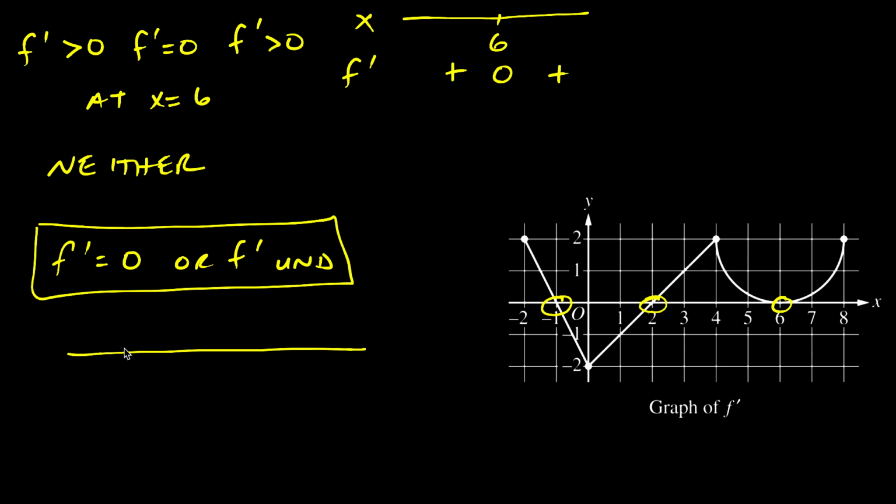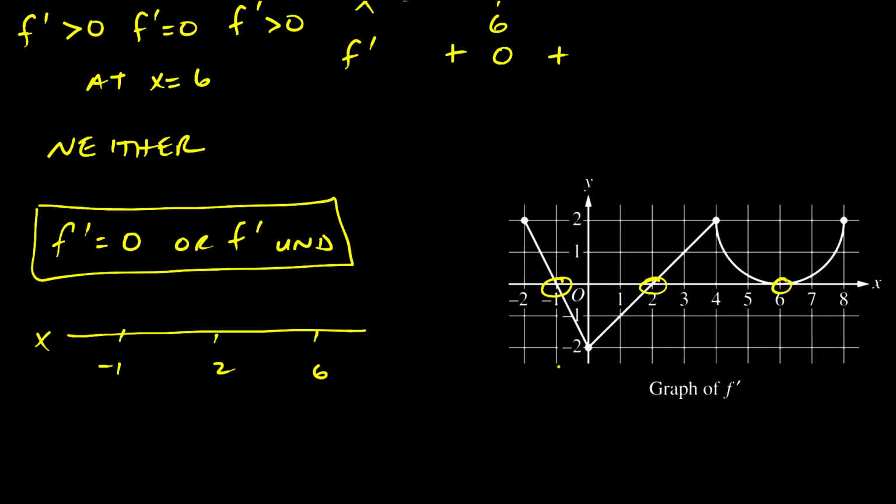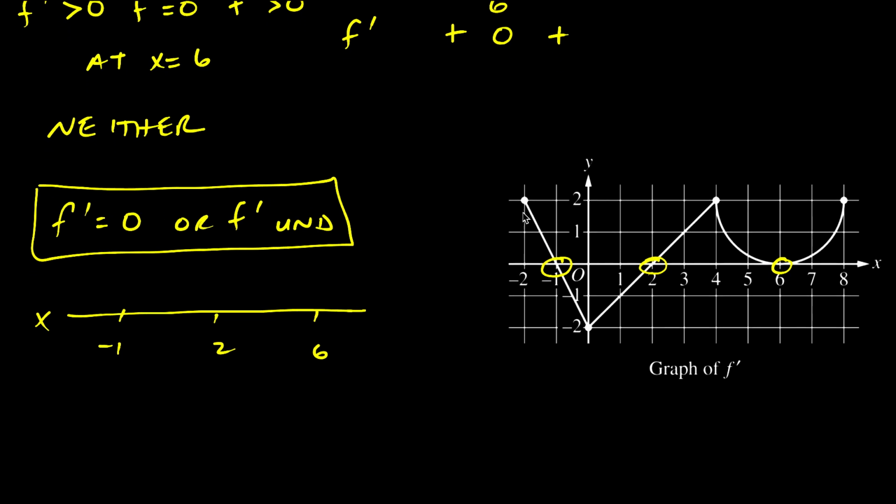I'm going to go ahead and make a quick little sign chart here. On x, we'd have -1, we'd have 2, and we'd have 6. And it's not undefined anywhere, so we would look for breaks or anything like that. The fact that f prime is continuous tells us that f is also continuous and differentiable. So f prime here, we would have 0, 0, and 0.